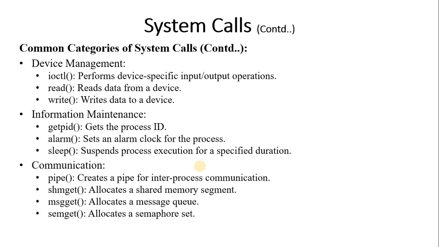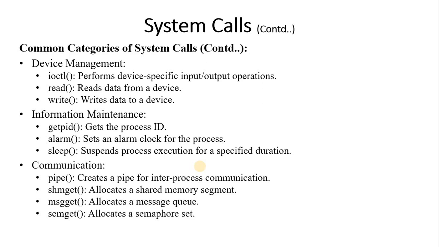The next category of system call is information maintenance. In this type of system call, we can get the time or date, or we can set the time or date. We can get the system data or set the system data. We can get the process, file, or device attributes, or we can set the process, file, or device attributes. So here you can see the three functions: getpid, which will return the process ID. Next we have alarm, which sets the alarm clock for the process. Next we have sleep, which suspends the process execution for a specified duration.